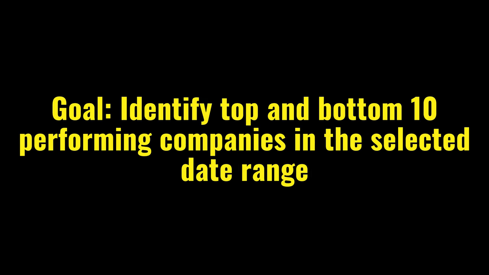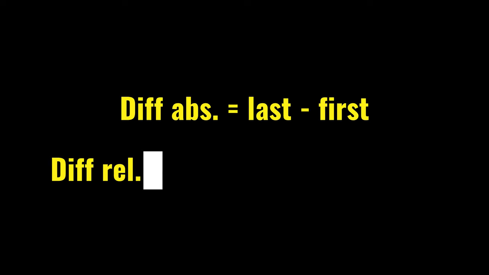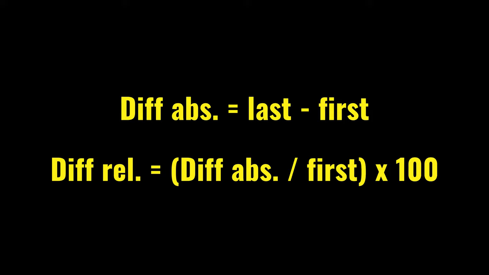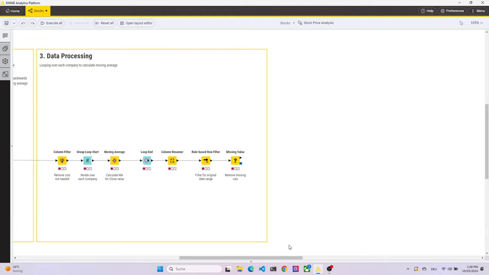In my solution, I want to focus on automatically identifying the top and bottom 10 performing companies in the selected time frame. I am using a very simplistic approach here. I take the moving average of the first and the last date in the range for each company and then calculate the absolute and relative difference.